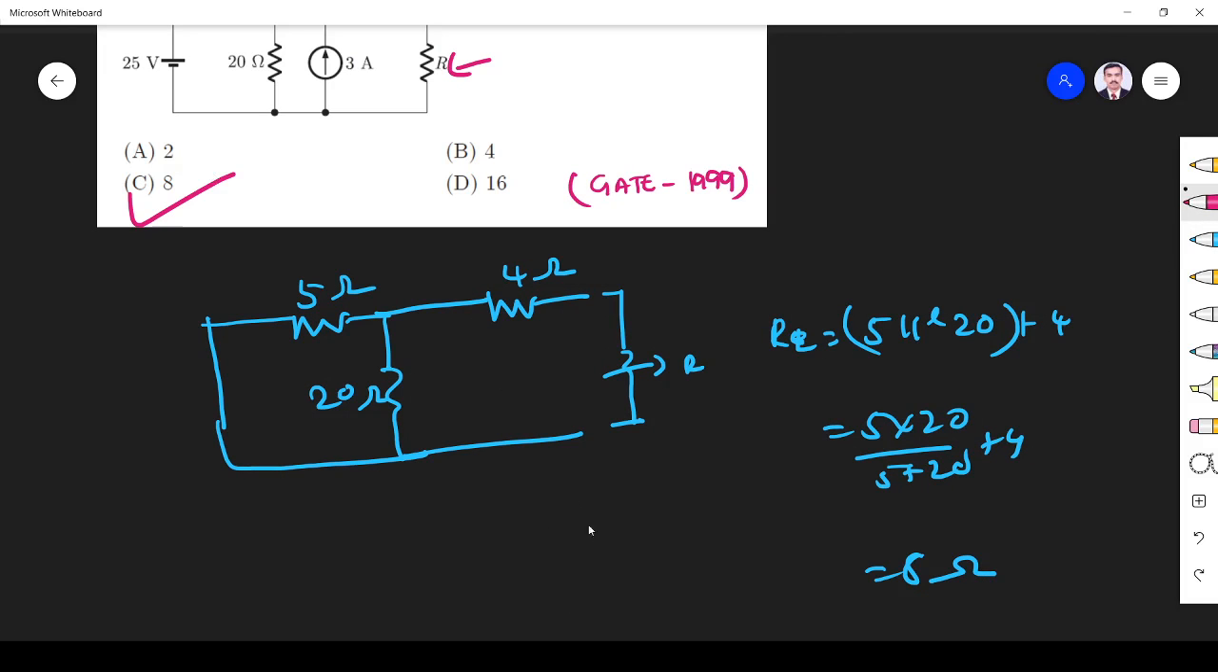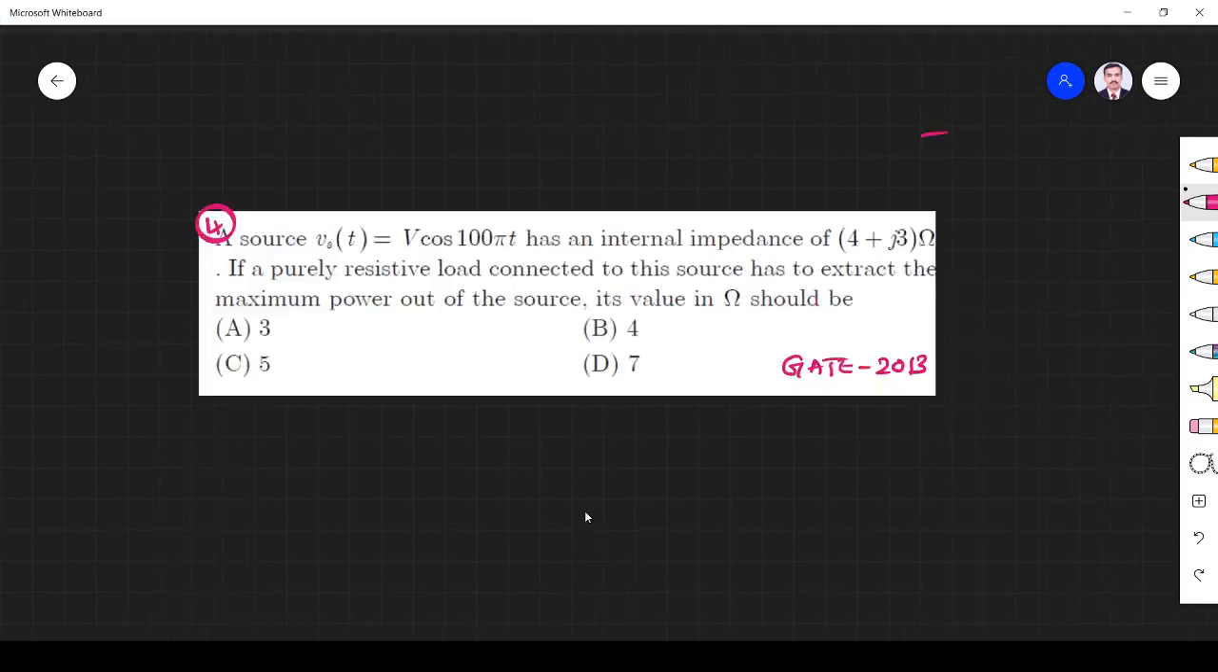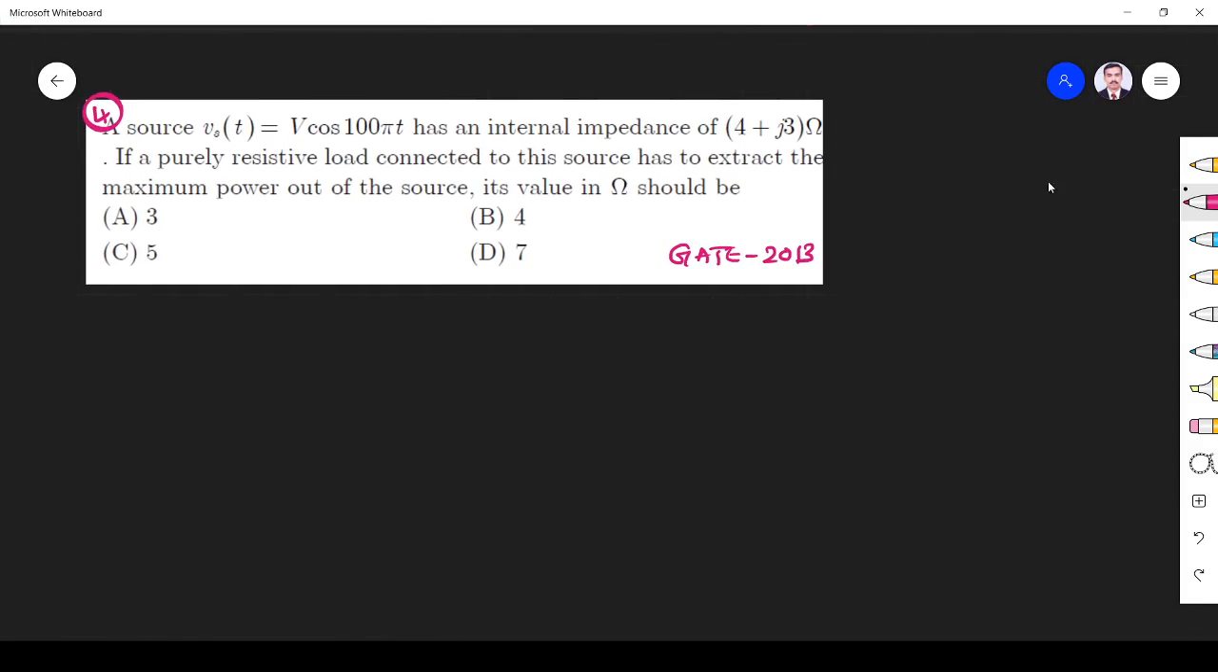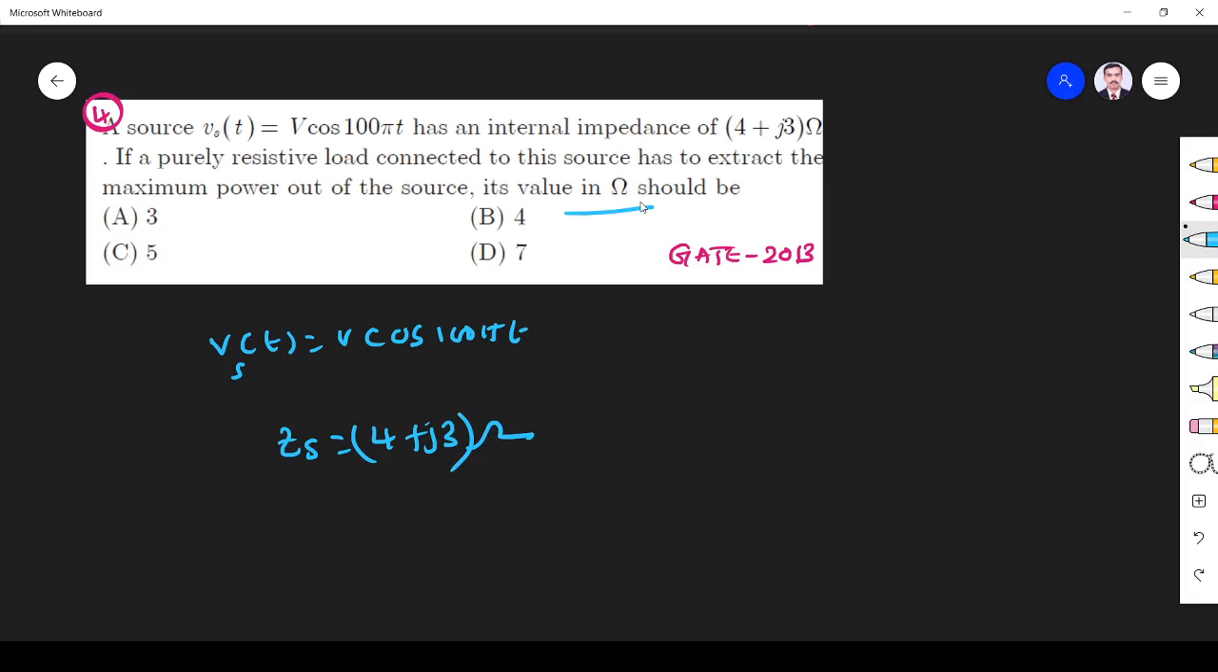Okay. Next question. You see the source is given. Your source Vs of t is given by V cos 100t, with source impedance Zs of 4 plus j3 ohm. If a purely resistive load is connected to this source to extract maximum power, what is the resistance value? So it is RL, it is a pure resistor, it is not ZL, it is RL. So what must be the value of RL?